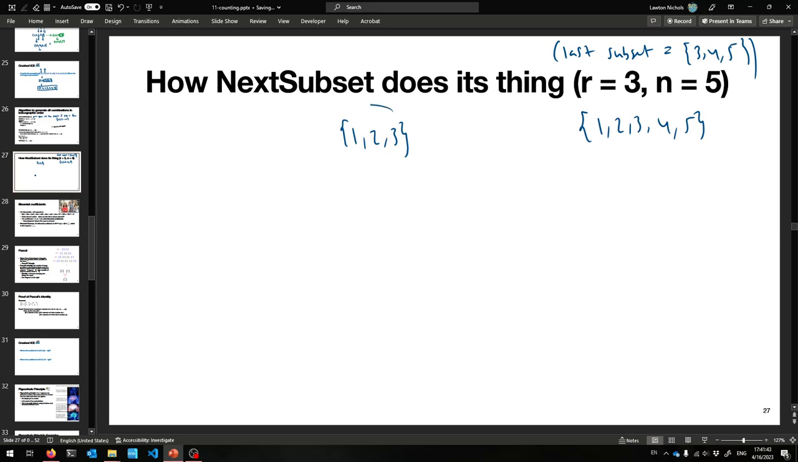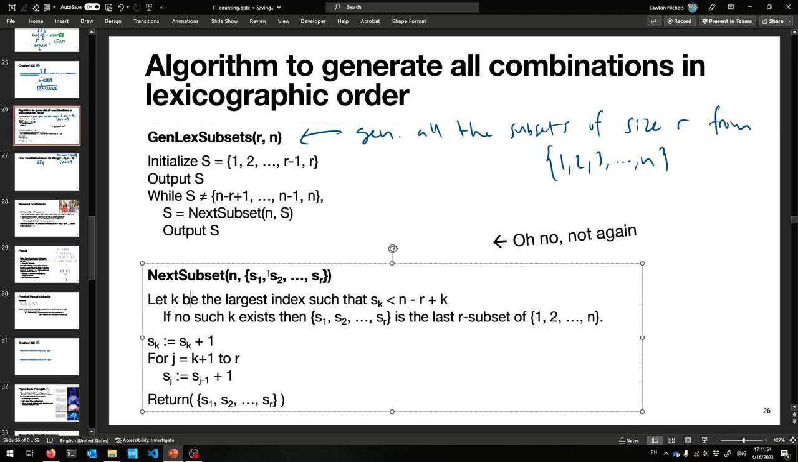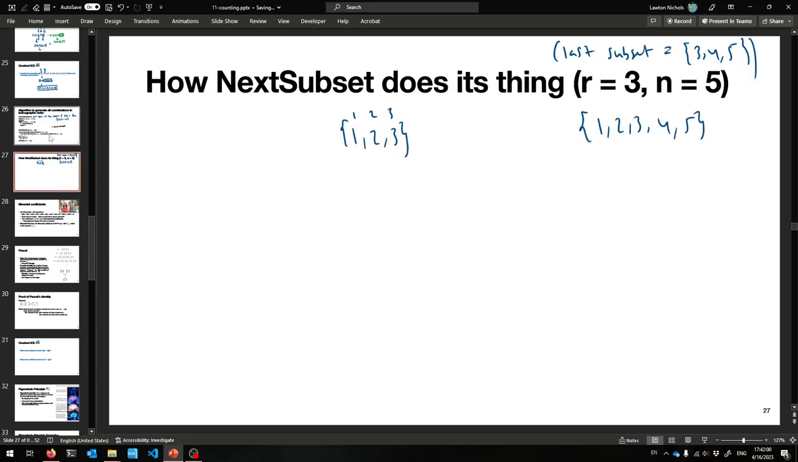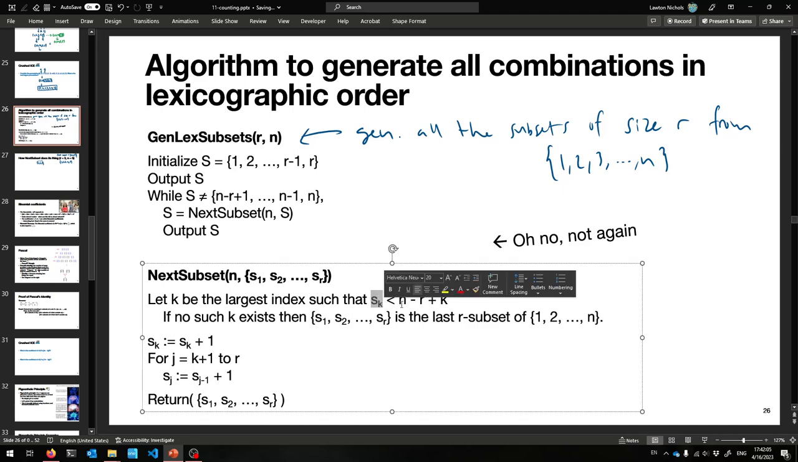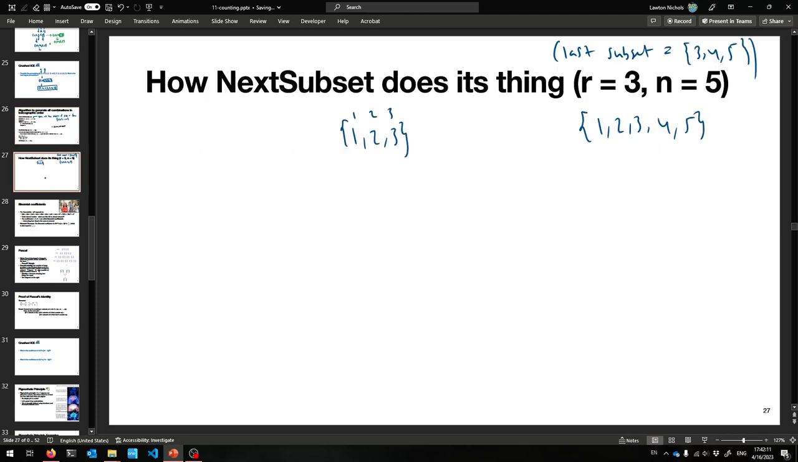We're starting with this one. We've got indices. You can think of them as 0, 1, 2, or indices 1, 2, 3. It doesn't really matter. Assuming we're getting called with our initial subset that looks like this, what we need to find is the largest index such that the value there is less than n minus r plus k. What is that? Well, it depends on the index k, of course, but n minus r is at least 5 minus 3 plus k.